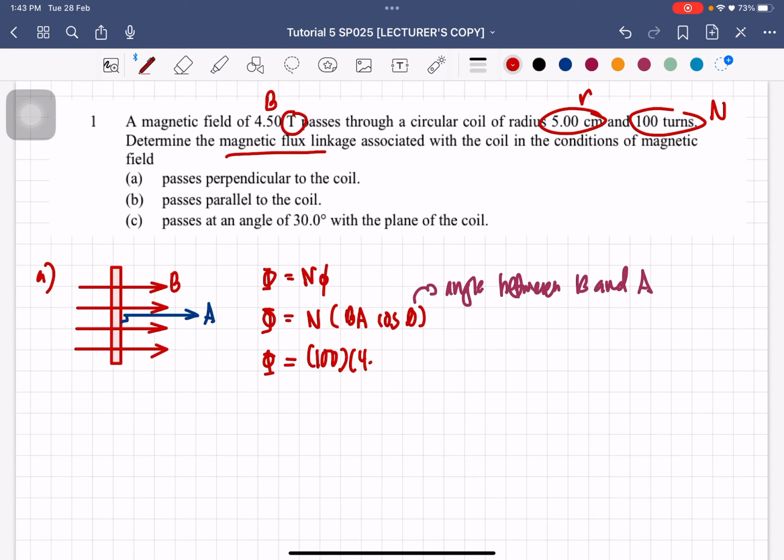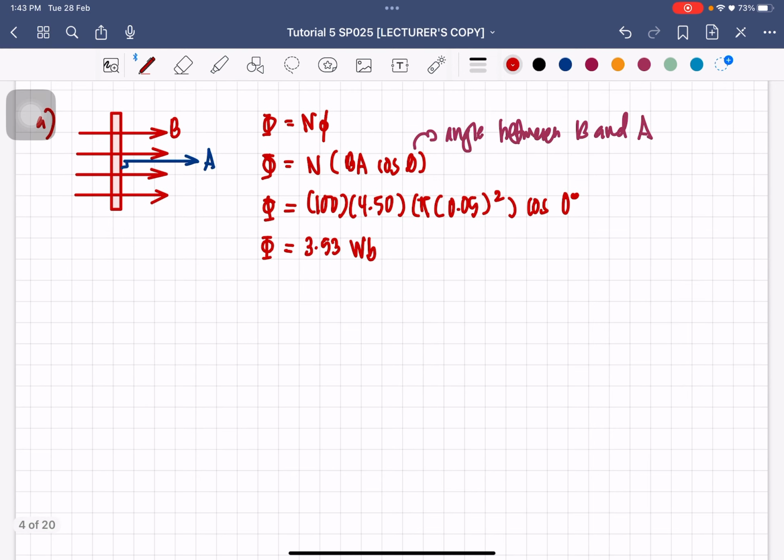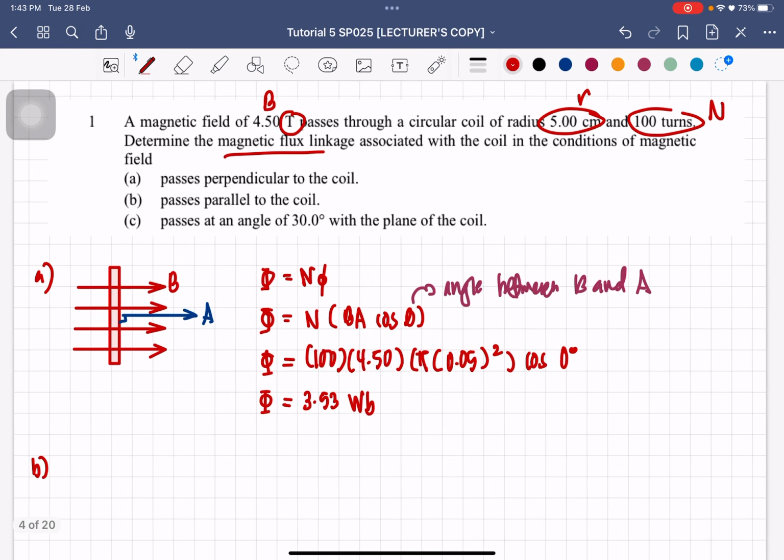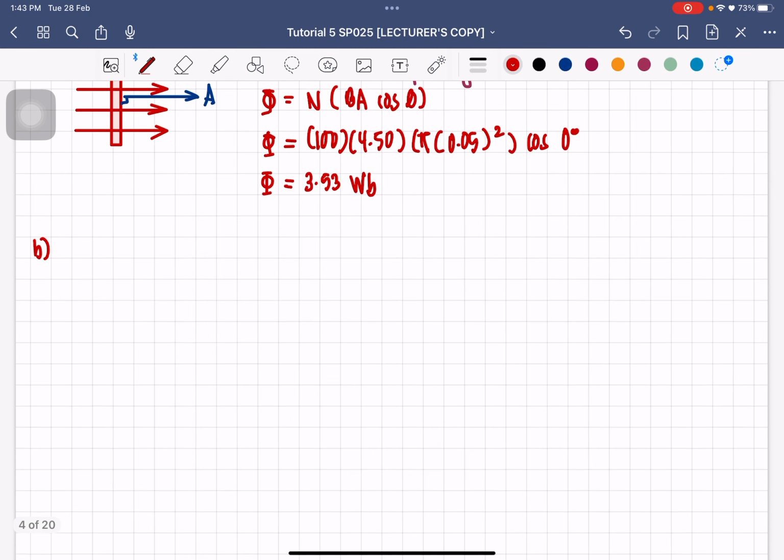is 4.5, area is basically just pi r square, and we know that r is 5 centimeters, so that is 0.05. Yeah, 0.05. So pi r square times cos theta, which is cos 0 degree. So you will get the magnetic flux linkage to be equal to 3.53 Weber. Okay. All right. Next, the magnetic field is parallel to the coil.